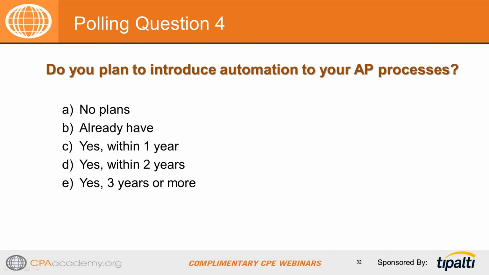Okay. Thank you very much. The question was, do you plan to introduce automation to your AP process? And 39% no plans. And I love this answer. 32% already have. Congratulations. 14% within 1 year, 9% within 2 years, and 6% within 3 years or more. So it's good to see that we've got about a third of our audience that's already automated. So congratulations, and hopefully you were in good shape during this pandemic.